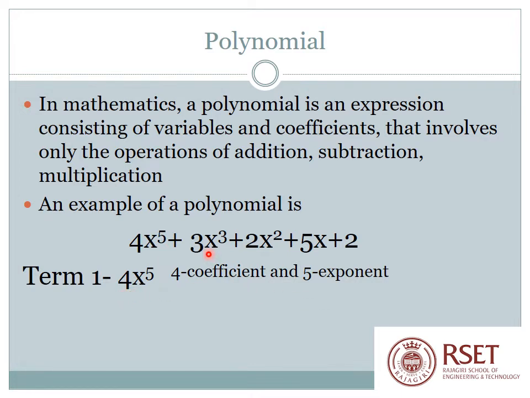In the second term, 3 is the coefficient and 3 is the exponent. This goes on. When it comes here, 5 is the coefficient and 1 is the exponent, and here 2 is the coefficient and 0 is the exponent. So this is how you write a polynomial. Now, in this session, we want to write a program to represent this polynomial.